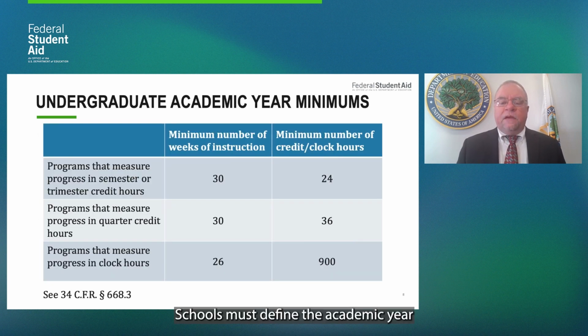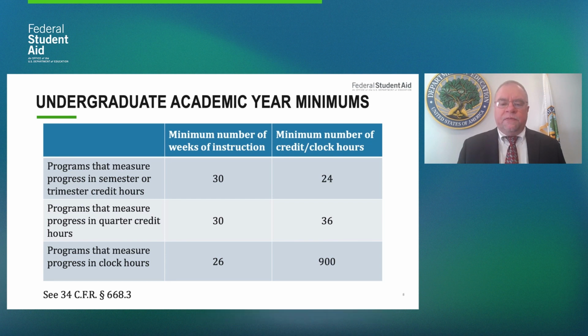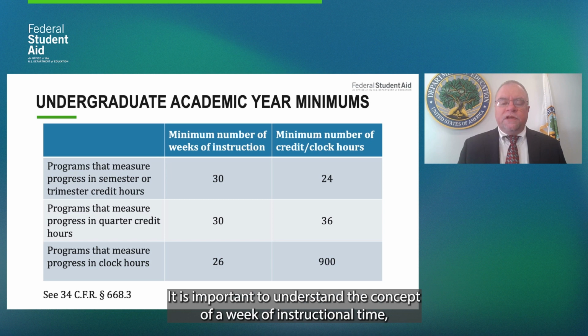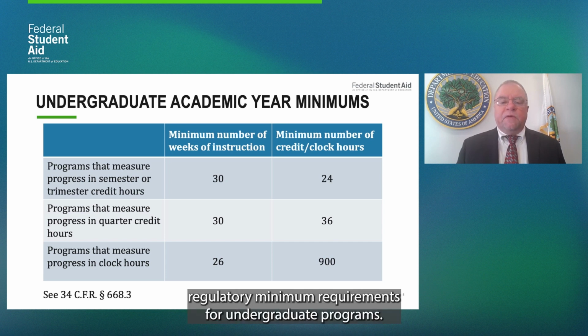Schools must define the academic year in weeks of instructional time and clock or credit hours. That's a key reason it is important to understand the concept of a week of instructional time, and we will discuss that shortly. This slide shows the regulatory minimum requirements for undergraduate programs.